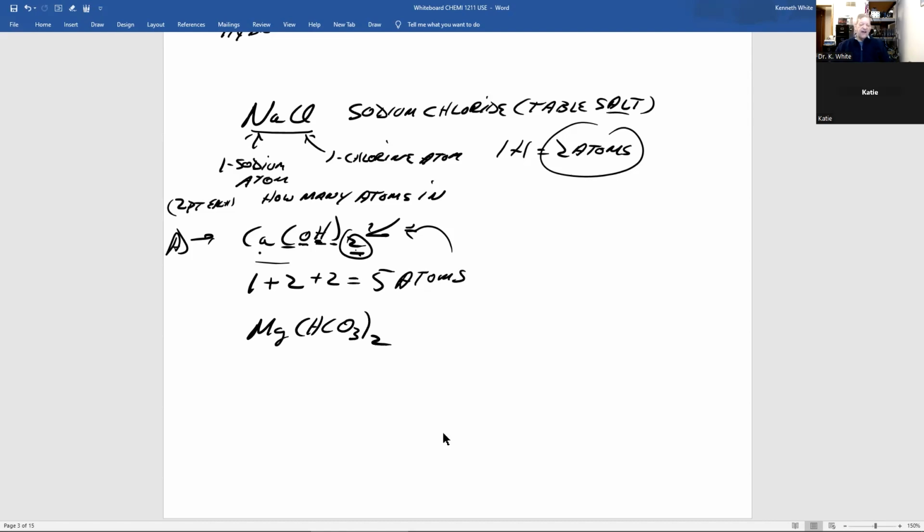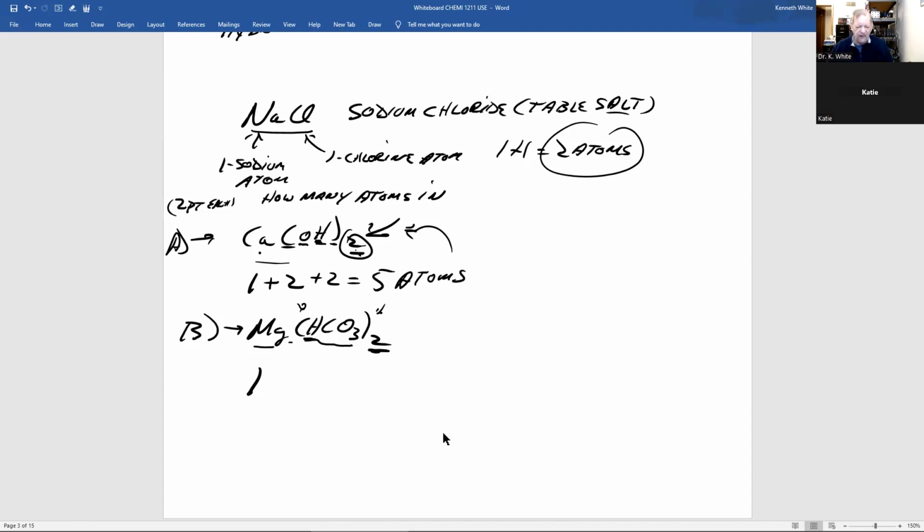And we'll pick on two again, it doesn't always have to be two. And the same question would be, in this molecule, how many atoms are there? Well, this magnesium has no subscript here, so there's one of them. Now, all of this is inside these brackets. Therefore, whatever is inside, you multiply it by the subscript to the right.